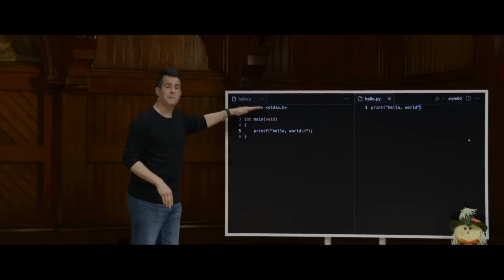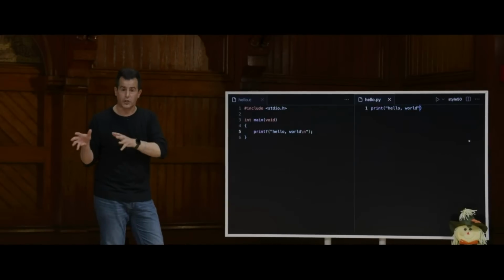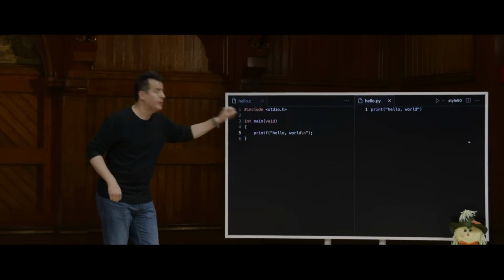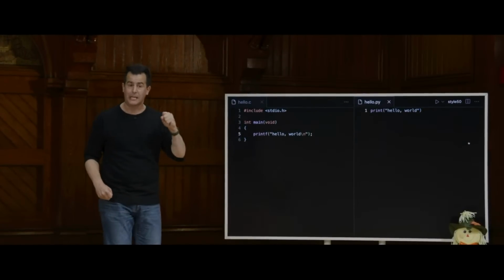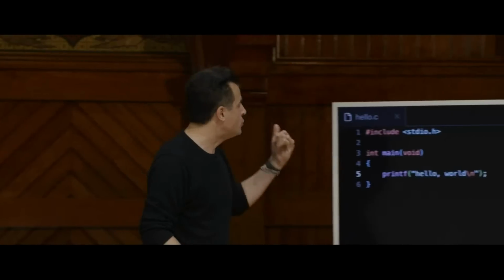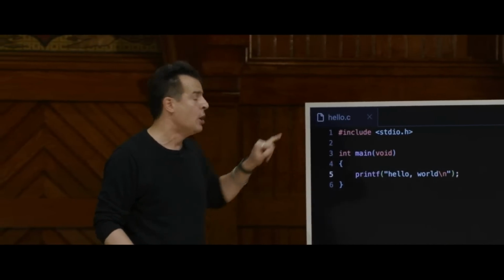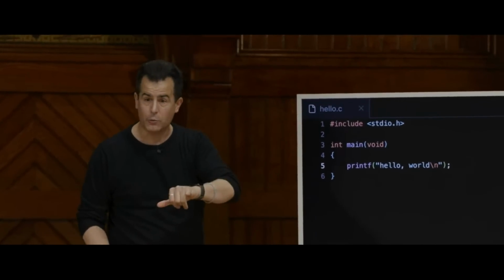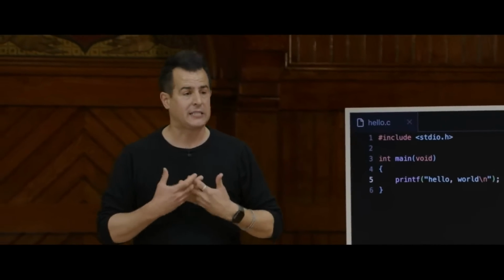So those are just some of the salient differences here. One, you don't have to explicitly include standard libraries, so to speak, like standard IO. You don't need to define a main function anymore. You can just start writing your code. You don't need these parentheses, these curly braces. Printf is now called print, it would seem, and you don't need the \n.